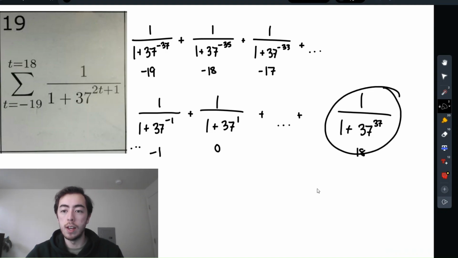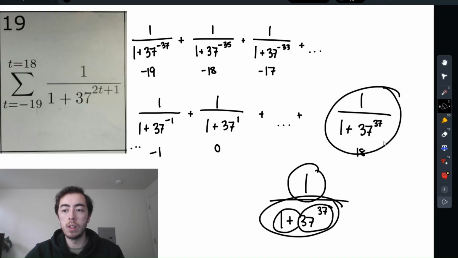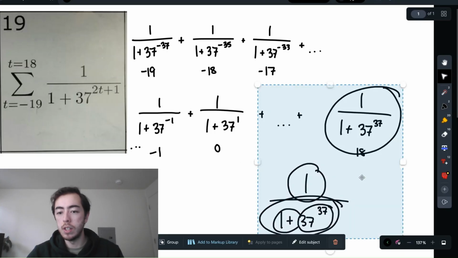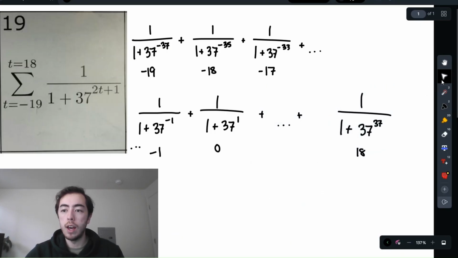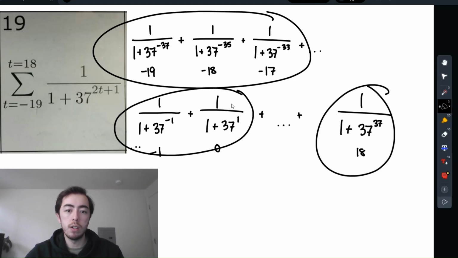On the other hand, on this side, 1 over 1 plus 37 to the 37, this again is a really large number. Adding 1 keeps it really large, and then 1 divided by a really large number is getting really, really close to 0. So what's kind of interesting here is in our sum, we have numbers that are close to the number 1, numbers that are close to 0, and then I guess somewhere in between here. And I would like to prove something here.